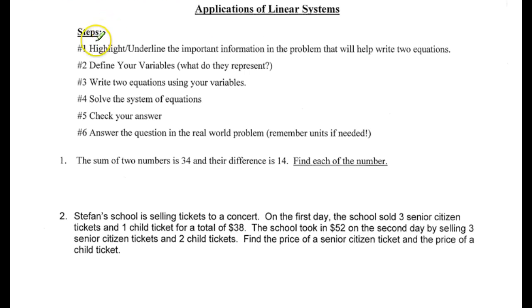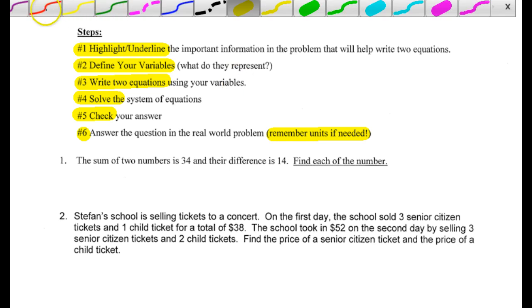Number one, highlight or underline the important information. Number two, it's going to help to define your variables, meaning what they represent. And it's going to be helpful, instead of always using X and Y, to use letters that stand for the things they represent. Step 3, you're going to write your two equations with your variables. Step 4, you're going to solve it. Step 5, you can always check your answer. Step 6, because we're talking about things, try to remember your units or what you're talking about. So we're going to talk about 4 types of problems.